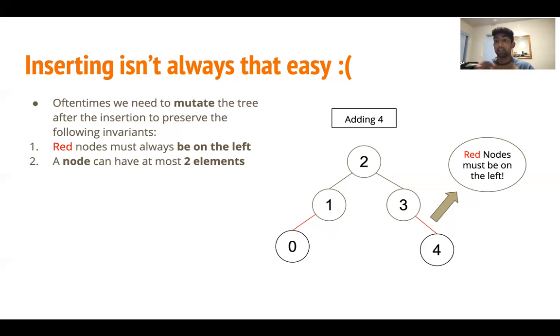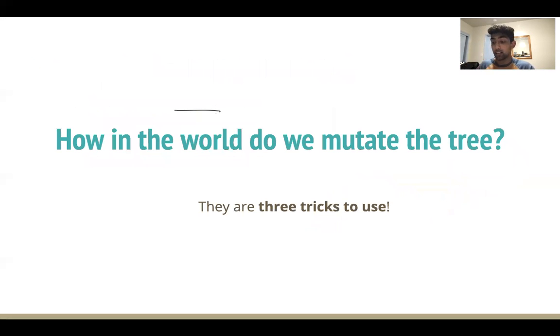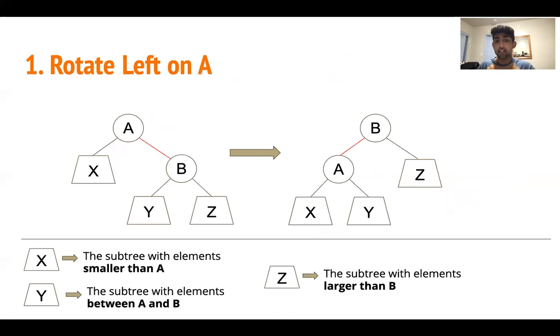So every time we perform an insertion in an LLRB, we have to make sure that these 2 properties hold, okay? In order to preserve these 2 properties, there are some ways that we can mutate the tree. More precisely, there are 3 tricks that we can use. The first trick is called a rotate left, and it works as follows. We're going to take this node A and rotate it to the left. More specifically, we're going to take A, move it down to the left, and then we're going to take B, and B is going to fill A's void, okay?